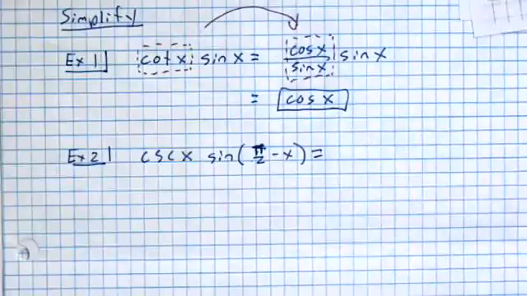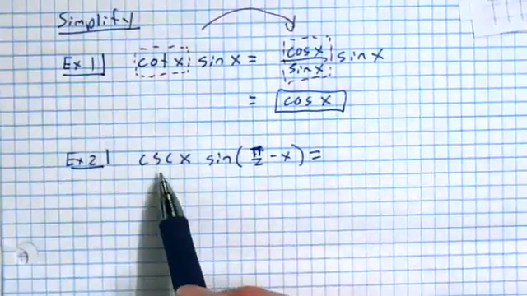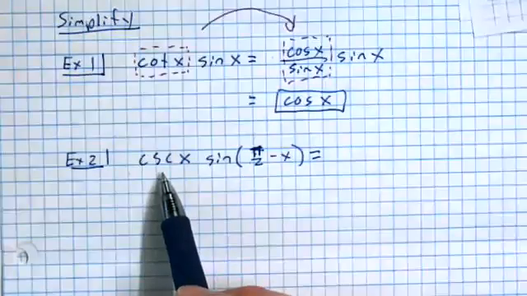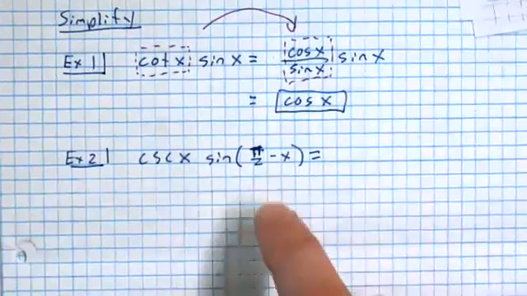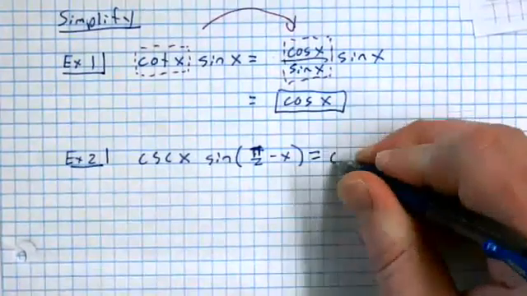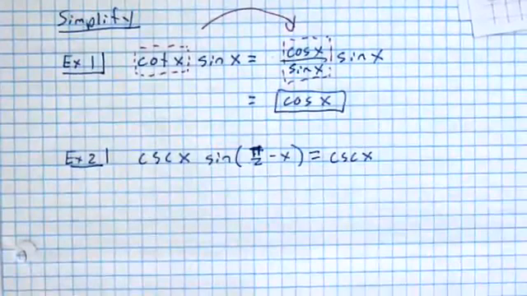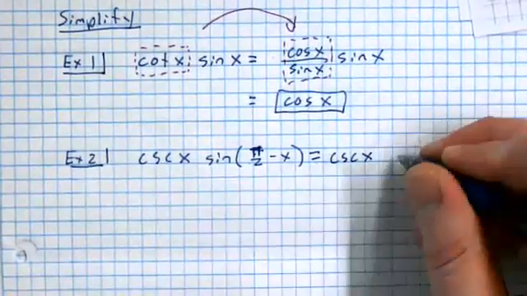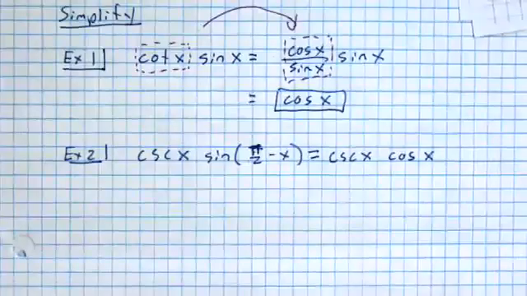So I would probably change this one first, although some of you might be looking at this cosecant and thinking about turning it into what? 1 over sine, which we'll probably end up using in a second, but let's go ahead. I'm going to focus just on this. So I'm leaving my cosecant alone. And I'm going to turn sine of pi over 2 minus x, this is cofunction, into the cosine of x.